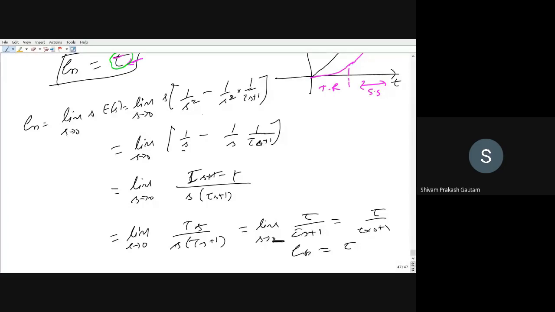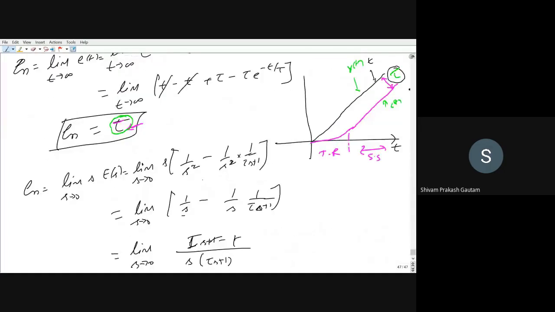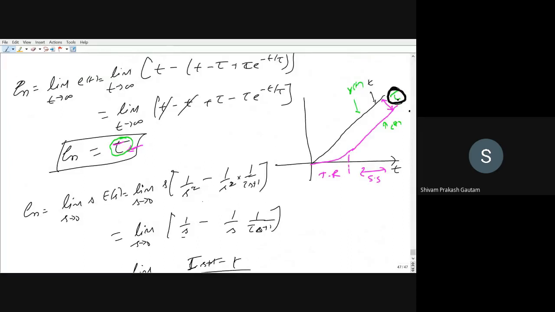So you can see both by the final value theorem and by the time domain, the error is coming as tau, and this is also a controlled system. Why are they calling it a controlled system? Because the error is as low as possible. You can observe that at steady state, that is after the transient period is over, the output is trying to follow the input, whatever the input, with a small error, that is tau.